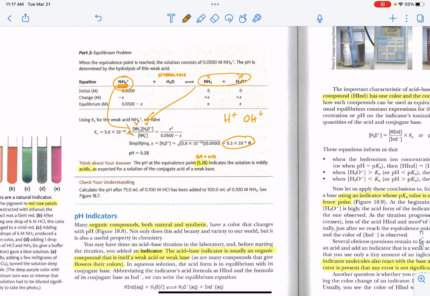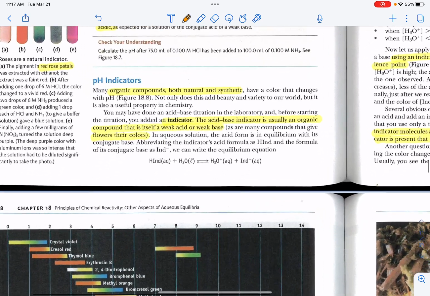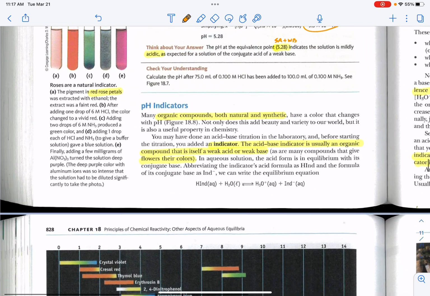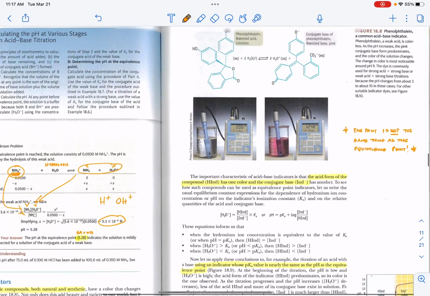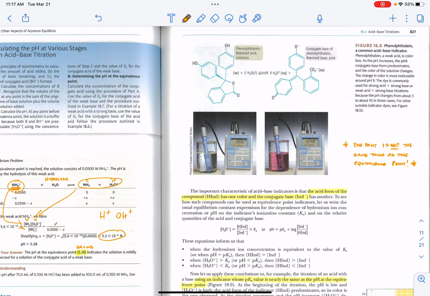The last thing for this screencast to talk about is a little bit about indicators. An indicator, of course, is something that's going to indicate whether a solution is acidic or basic based upon its color. Indicators are usually organic compounds, often from plants. In fact, they're often responsible for plants having the color that they have. And you can actually change the color of many flowers by making the soil acidic or basic. That's true, for example, of hydrangeas.